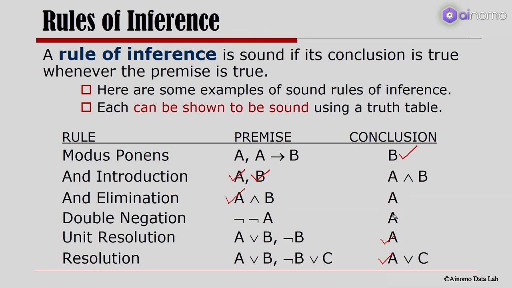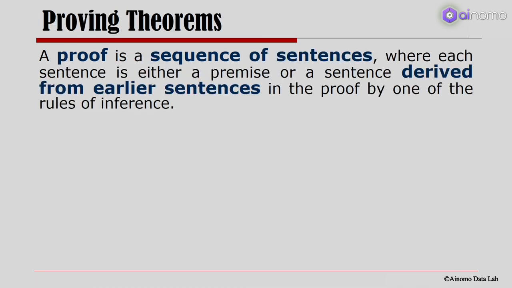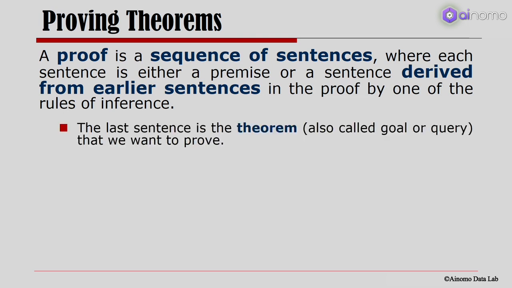These rules of inference, I will come back to when we discuss proofs in first order logic in more detail. So a proof is a sequence of sentences where each sentence is either a premise or a sentence derived from earlier sentences in the proof by one of the rules of inference. The last statement that I arrive at in a proof is referred to as the theorem, also called the goal or the query that we wanted to prove.